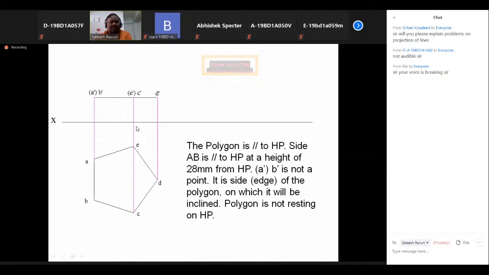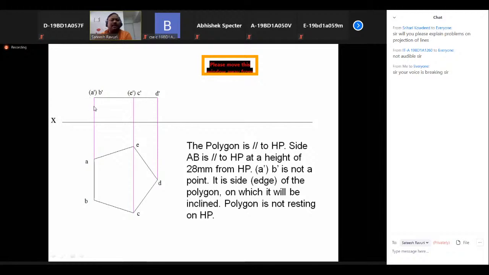Here the interval between the pentagon and the XY line is of our choice. There is no particular mention about this gap. After drawing the true shape of the pentagon in the top view, that means on the horizontal plane, just project it to the front view, taking an interval of 15 mm, because it is clearly mentioned that the edge is parallel to HP and 15 mm above. So this interval should be 15 mm.